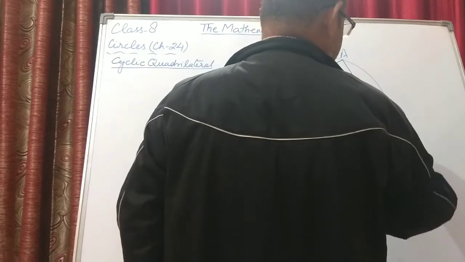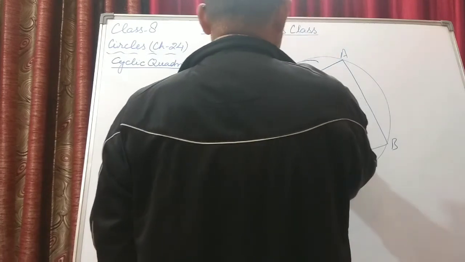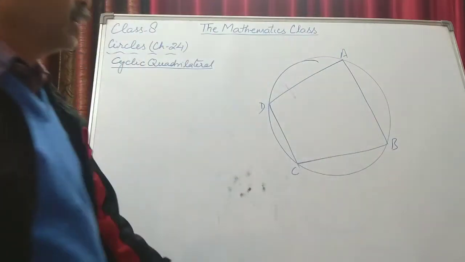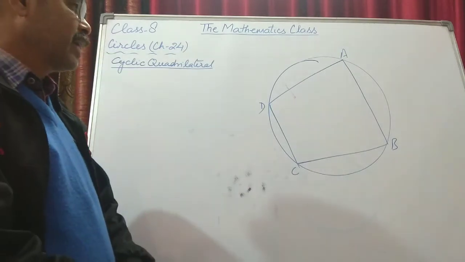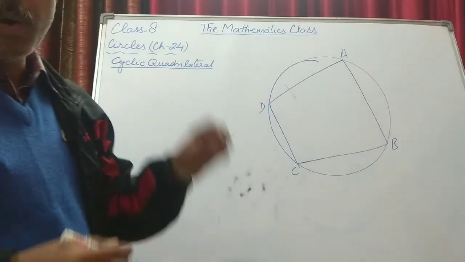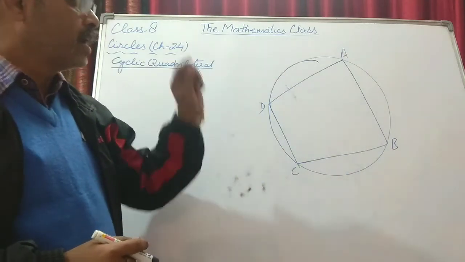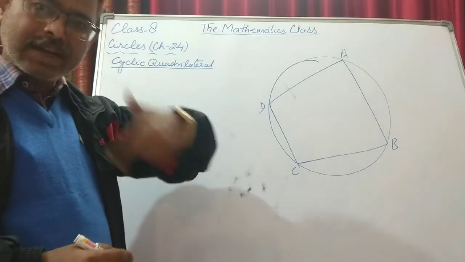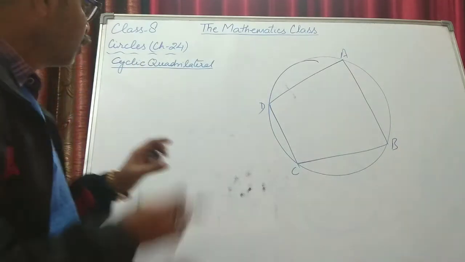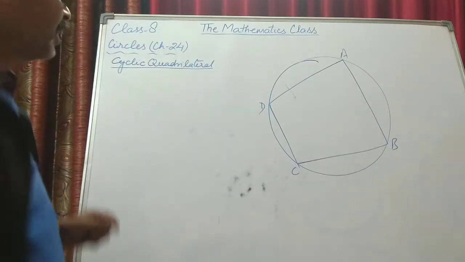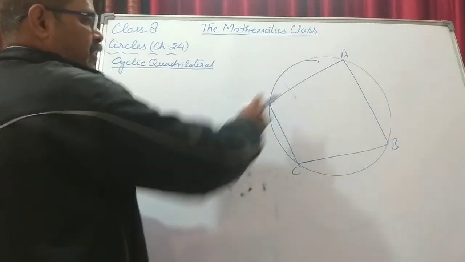A, B, C, D. So ABCD is a quadrilateral. But why is it known as a cyclic quadrilateral? Because all its vertices A, B, C and D lie on the circumference of a circle. So this type of quadrilateral is known as a cyclic quadrilateral.